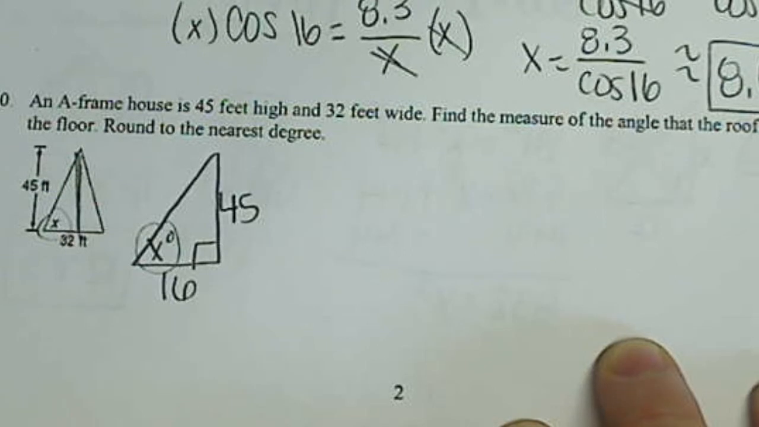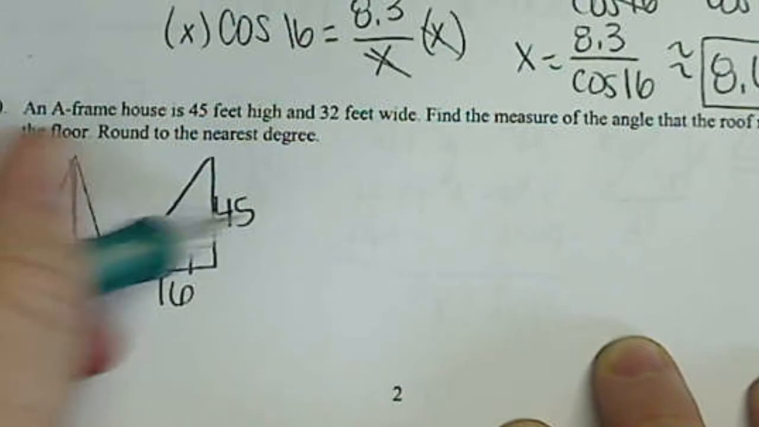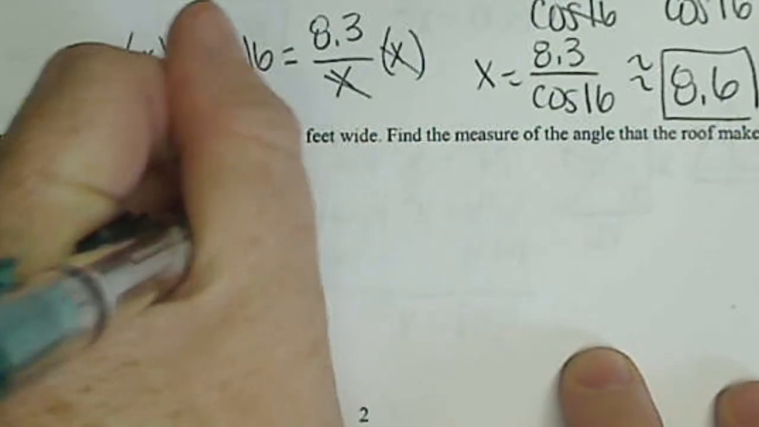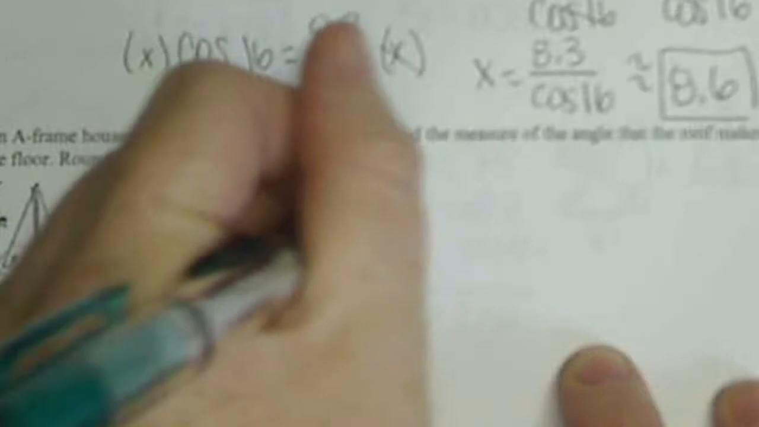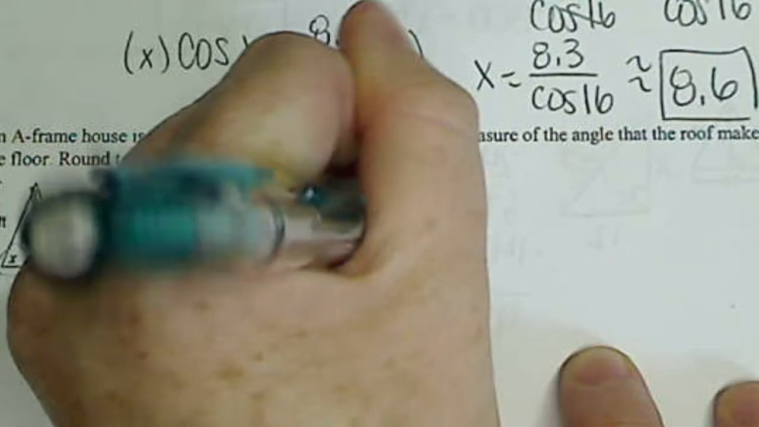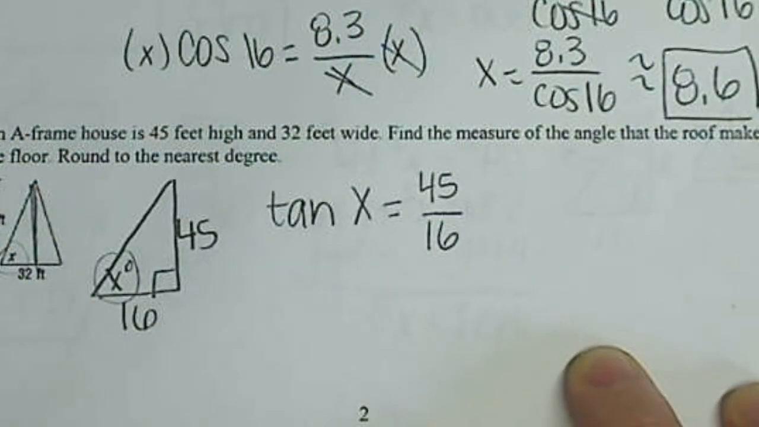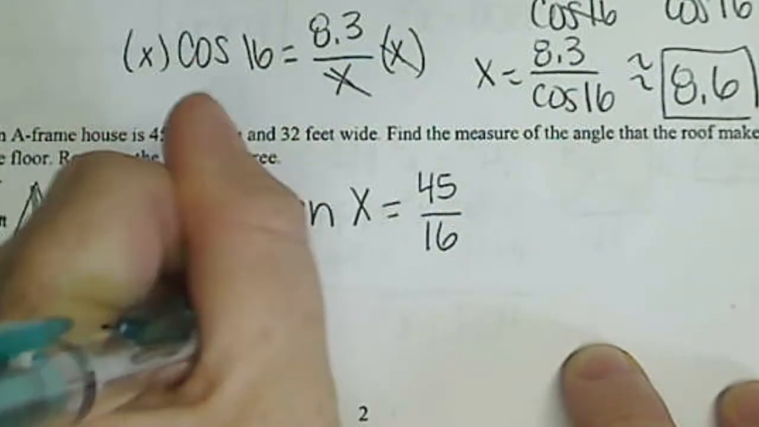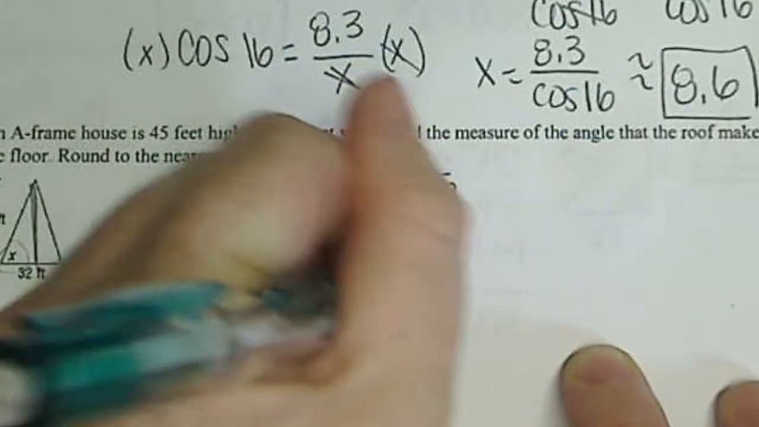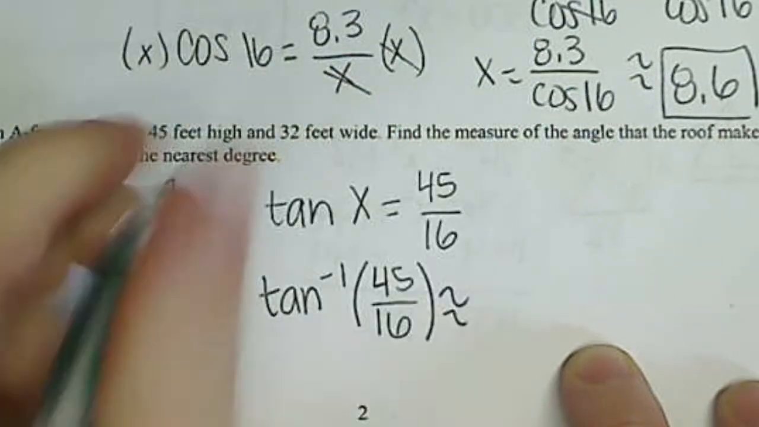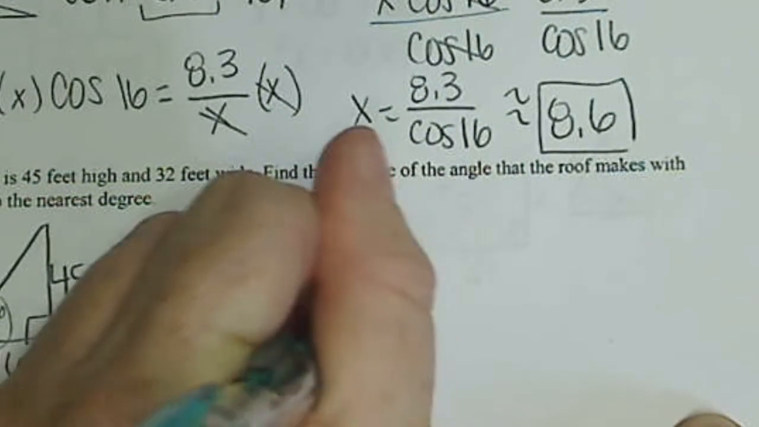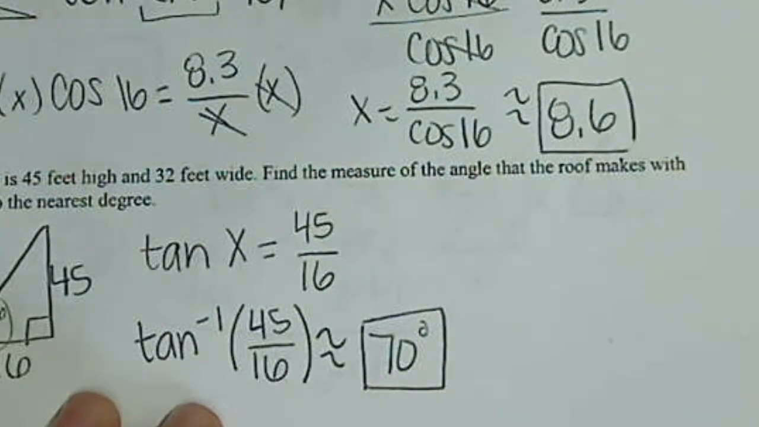So when I find x, think about SOHCAHTOA. I know the opposite and I know the adjacent. That sounds like tangent. So the tangent of my angle equals the opposite over the adjacent. Remember, when I want to find the angle, use inverse tangent. So inverse tangent of 45 over 16 equals, and it says round to the nearest degree. Yes, 70 degrees. Excelente.